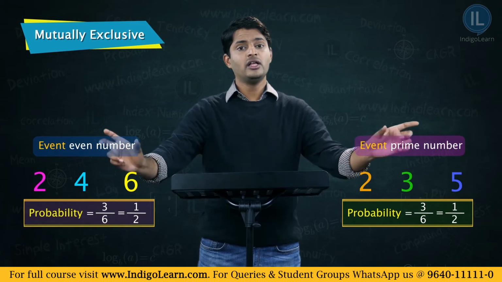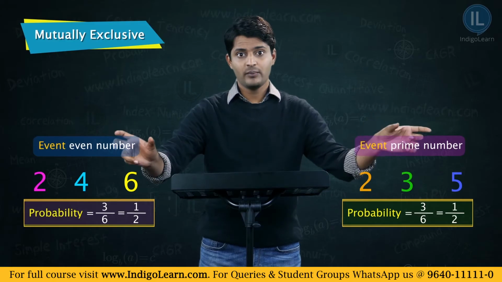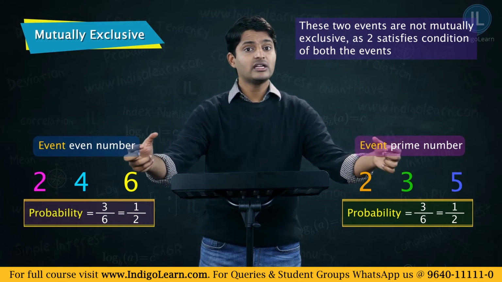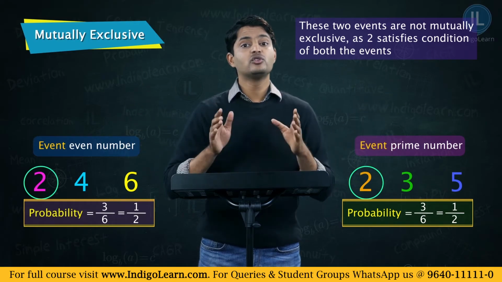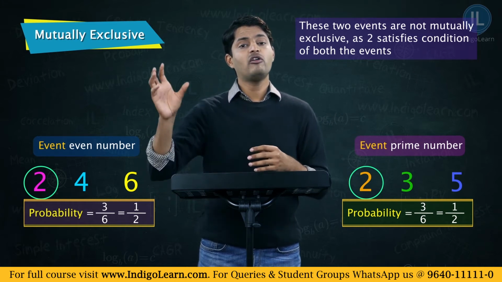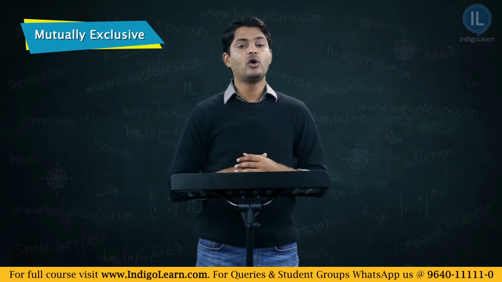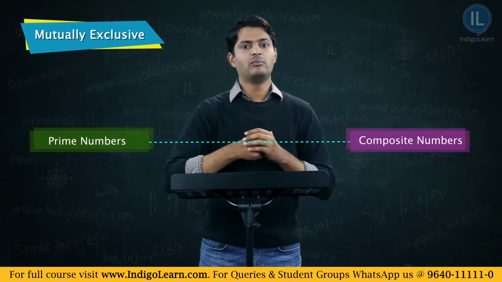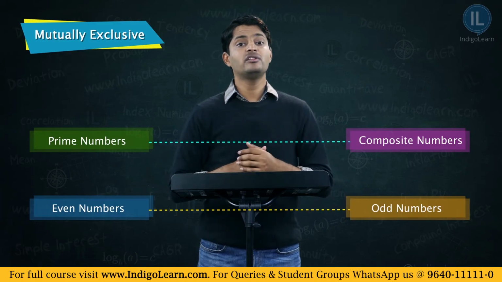But if you have observed, the outcomes are 2, 4, 6. Here they are 2, 3, 5. So, they are not mutually exclusive, or in other words, there is a common value between both of these sets. So, they are not mutually exclusive. So, what is mutually exclusive? The happening of one event will ensure the other event does not happen. So, these are called mutually exclusive events. So, prime numbers, composite numbers, even numbers, odd numbers. So, these are all mutually exclusive events.